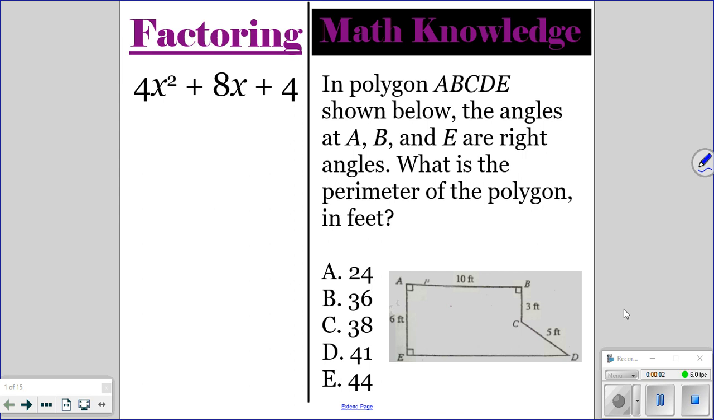Alright, so y'all go ahead and do the factoring and the math knowledge question for today. Pause the video, and then once everyone is finished, you can unpause the video and I'll go over the correct answers. So for the factoring, we want to remove our greatest common factor, which is a 4.